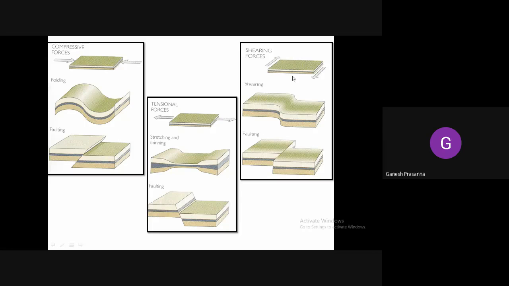So what happens in shearing is that there is movement of the particles opposite to each other. One moves in one way and another moves in the opposite direction. So again it results in the faulting. Only in the case of compressive forces does folding occur. In the case of tensional and shearing forces, it always results in faulting itself.